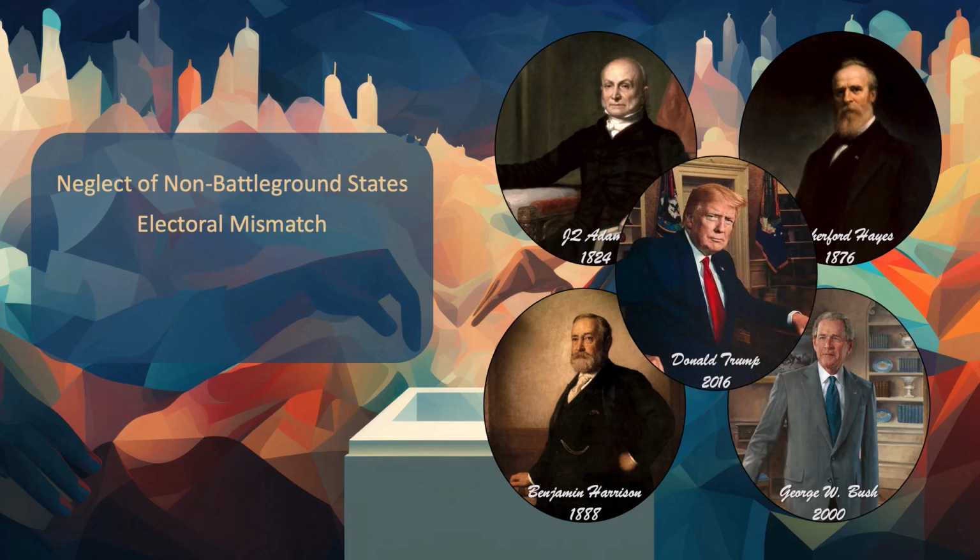Trump won the Electoral College and therefore the presidency, but Clinton won the popular vote by a margin of nearly 3 million votes. Most of these are examples of Electoral College mismatch, where the winner of the popular vote fails to win the most votes in the Electoral College.